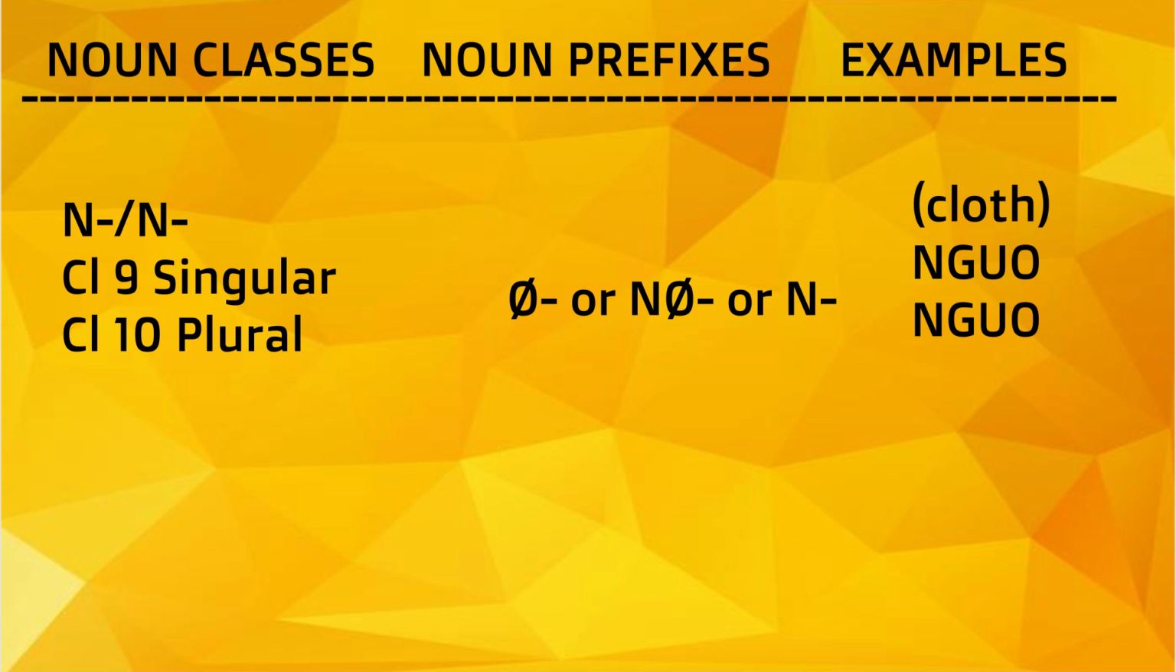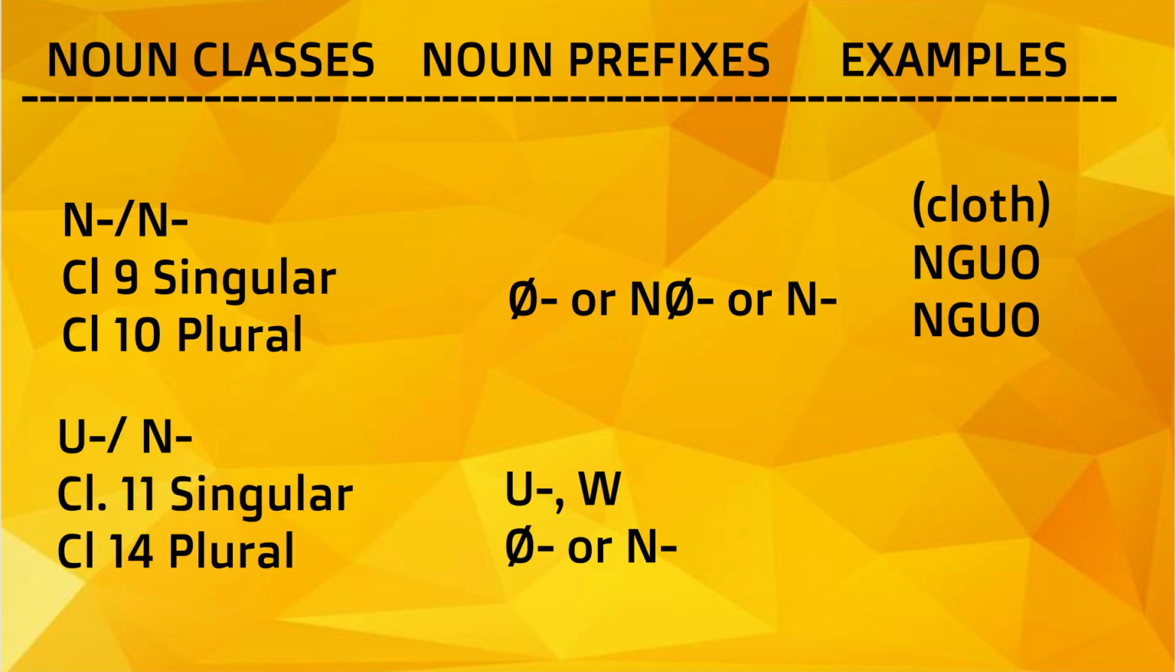okay? And then the 11th and 14th class is u and n, whereby u is 11th in singular and n is 14th in plural. For example, nouns of objects and singular abstract nouns. For example, face, uso, and then nyuso.